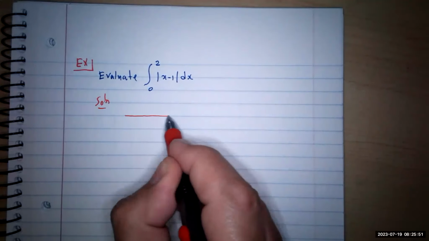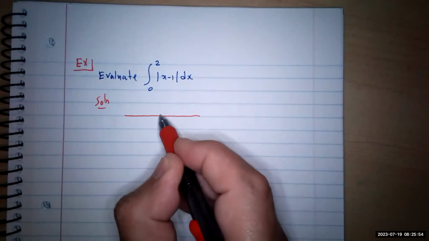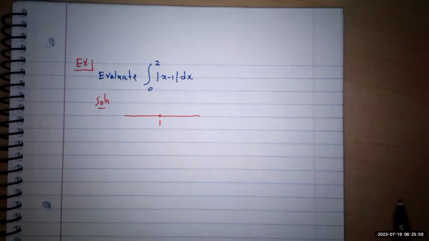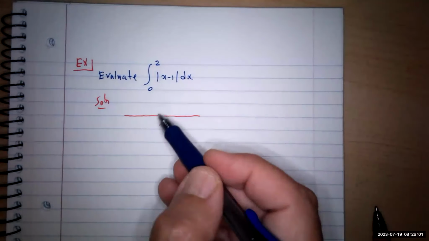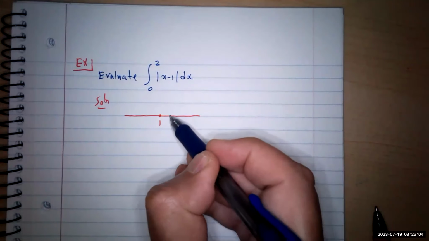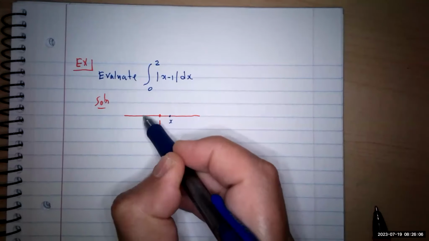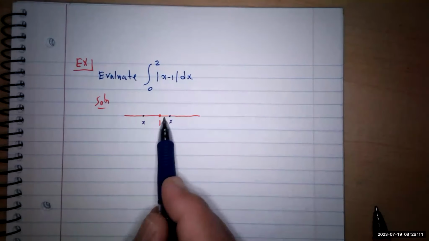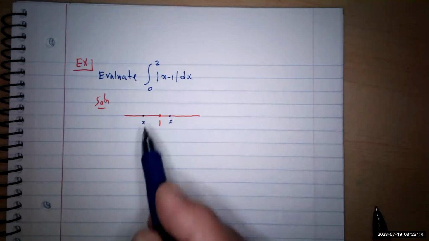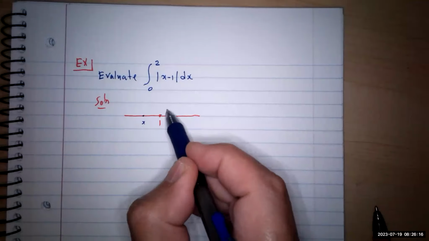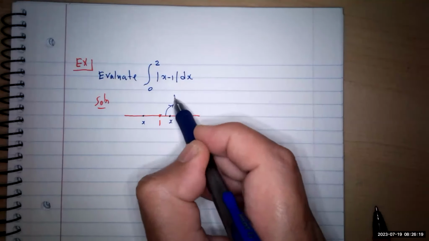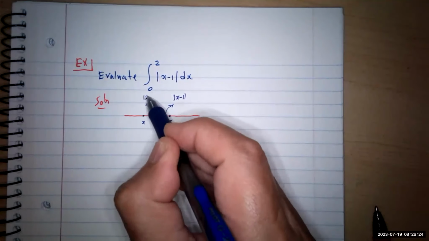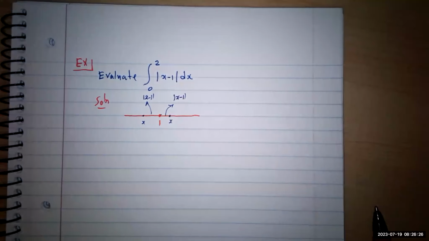X minus 1. You see, this is 1. X minus 1 means you pick an x, you can pick the x here, or you can pick the x here. This distance could be x minus 1 all the time. Or this distance over here, the distance is going to be the absolute value of x minus 1. And this would be the absolute value of x minus 1, because the direction is different.